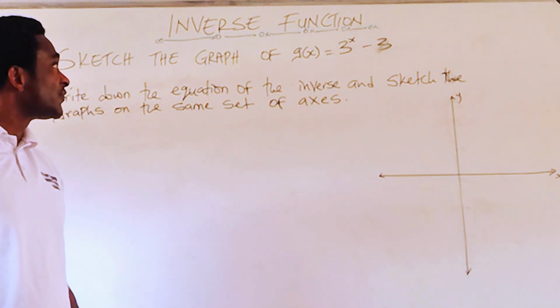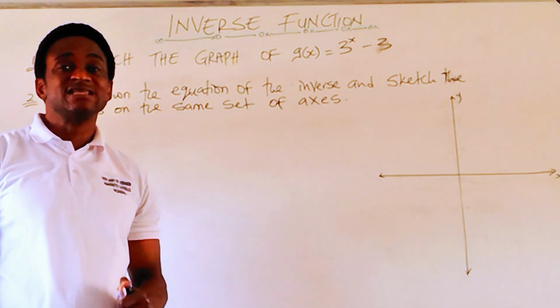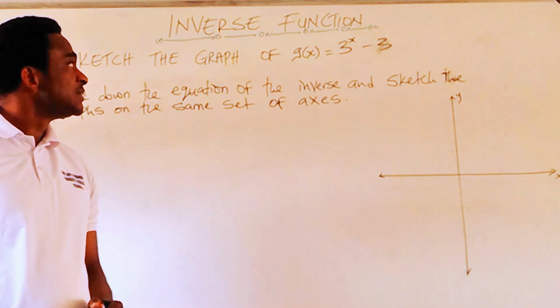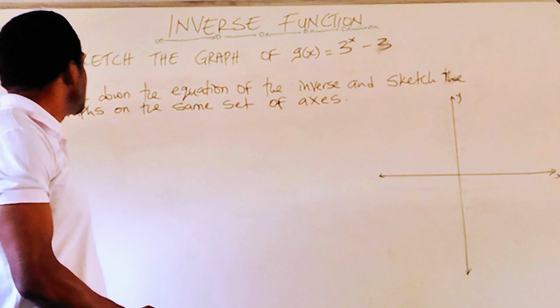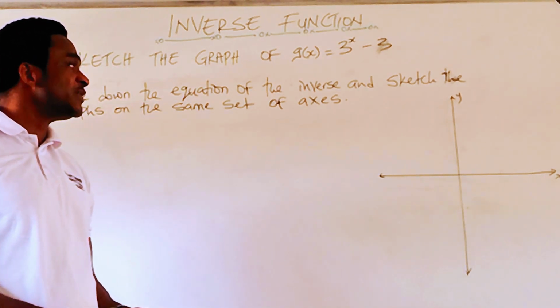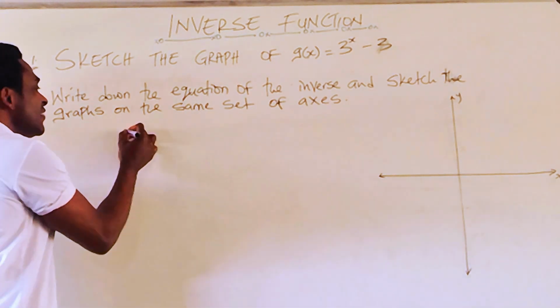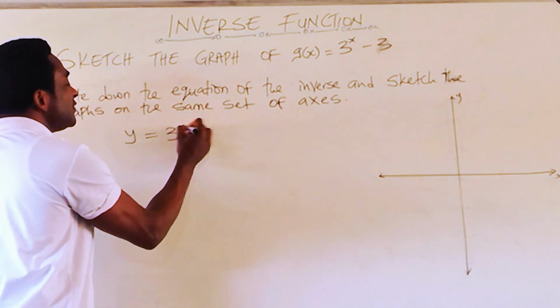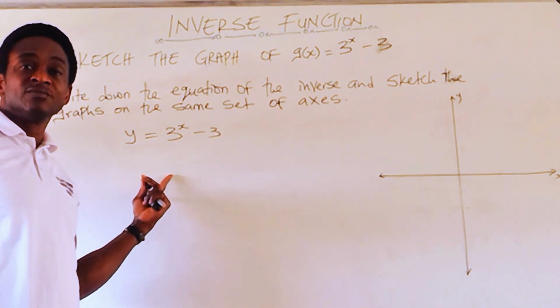Let's solve a problem of inverse function involving exponential graphs and see what it generates as the inverse. The question says we should sketch the graph of g of x equals 3 exponent x minus 3. So, for every graph, we have the process. This is the function that was given.